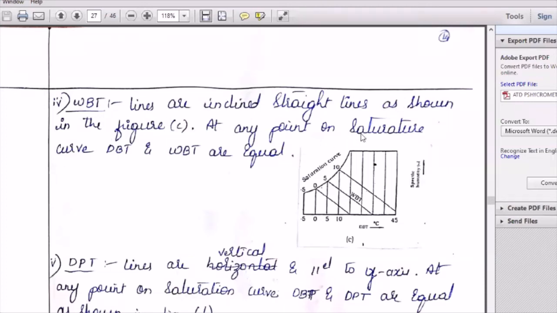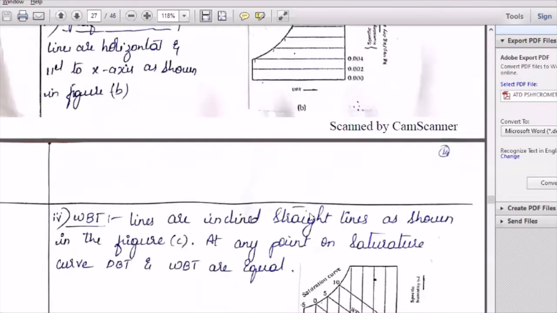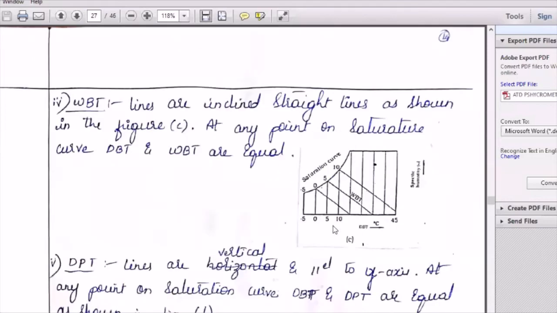At any point on the saturation curve, DBT and WBT are equal. Very important, you have to observe one thing here. See, this is the 0 degree Celsius DBT; it extends as a vertical line and intersects the saturation curve. At the point of intersection, one inclined line goes off. Not only for 0 degree Celsius, the same procedure is followed for 5 degree Celsius.